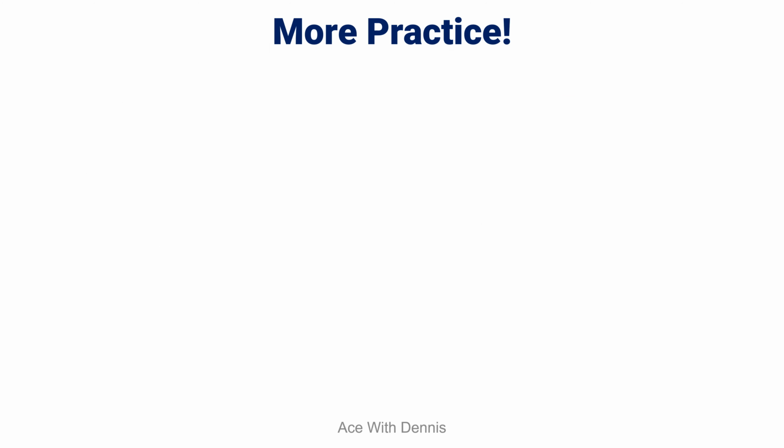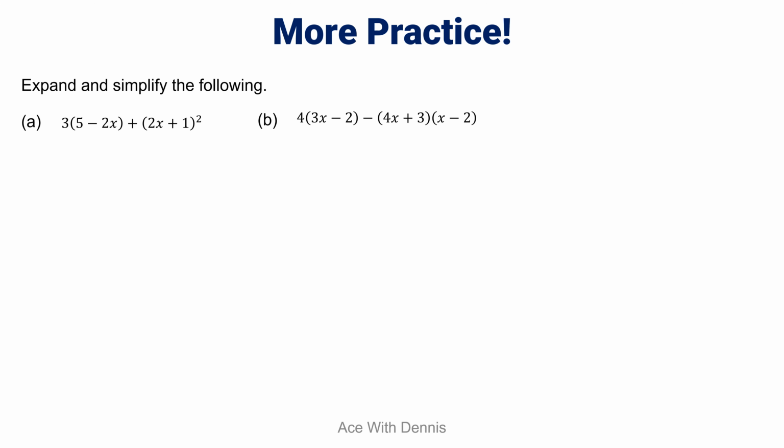Now, let's have more practice. It will be more challenging questions. Expand and simplify the following. A. 3 times 5 minus 2x plus bracket 2x plus 1 square. B. 4 times 3x minus 2 minus bracket 4x plus 3 bracket x minus 2.